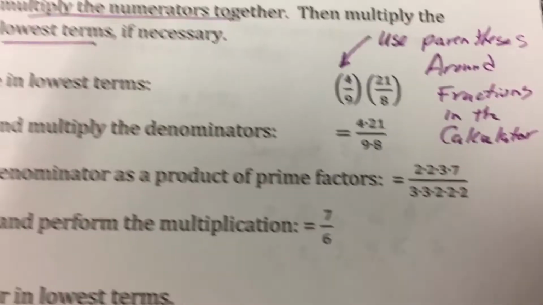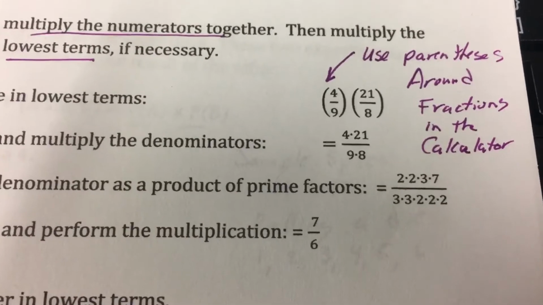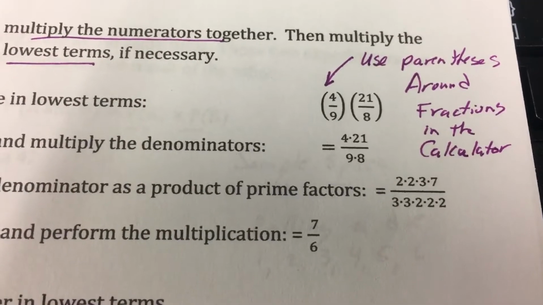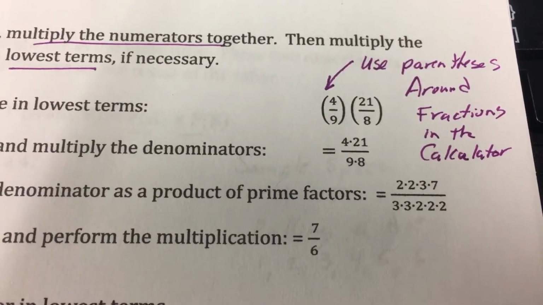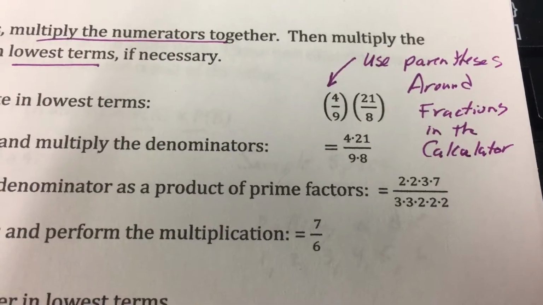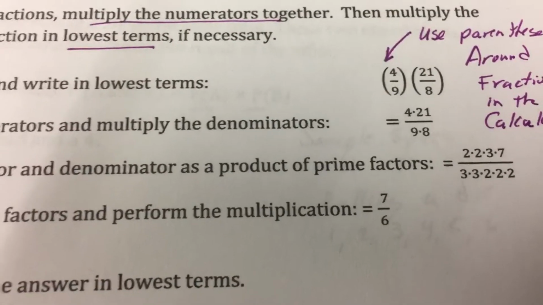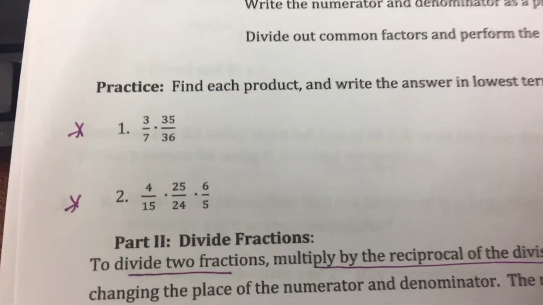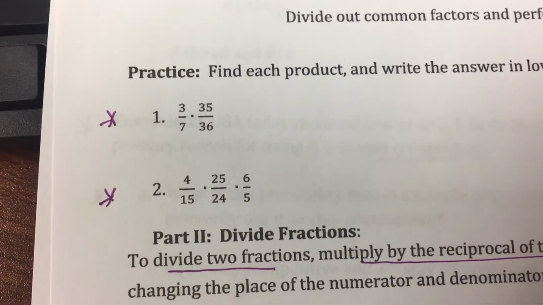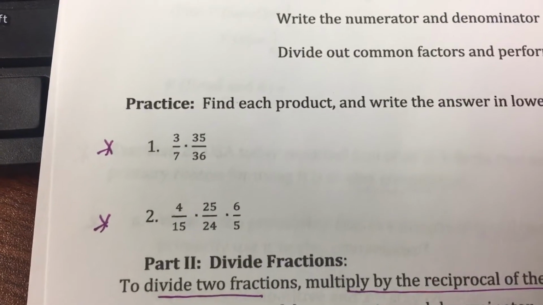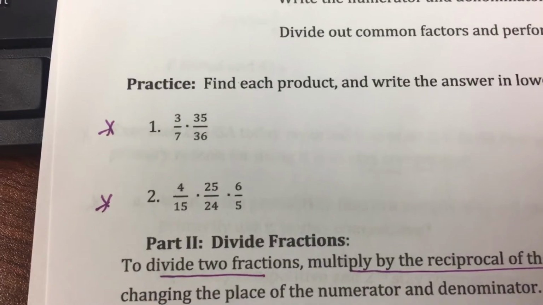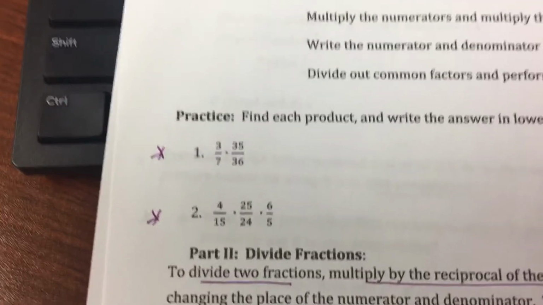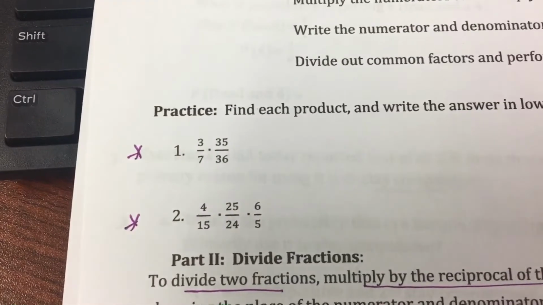You can look and see on the paper where they went through the process of factoring, and then you can cross out all the numbers that are common in the numerator and denominator, and you get 7 over 6. So on your paper, you're just going to work number 1 and 2 using your calculator. Be sure to place parentheses around all your fractions. Parentheses are the same thing as multiplication.